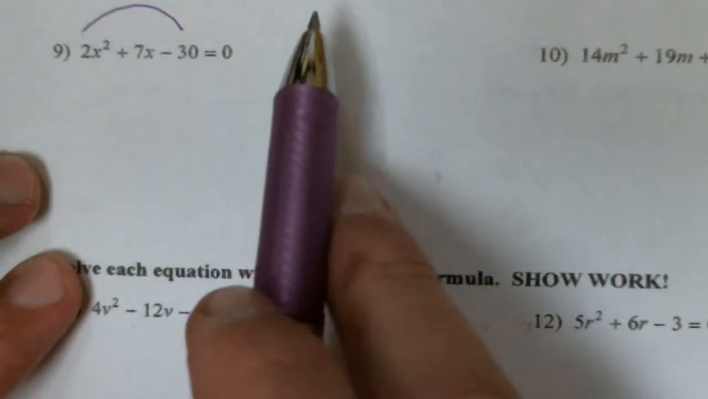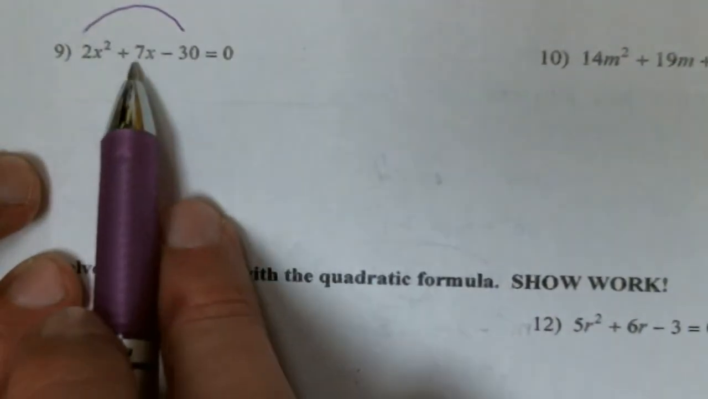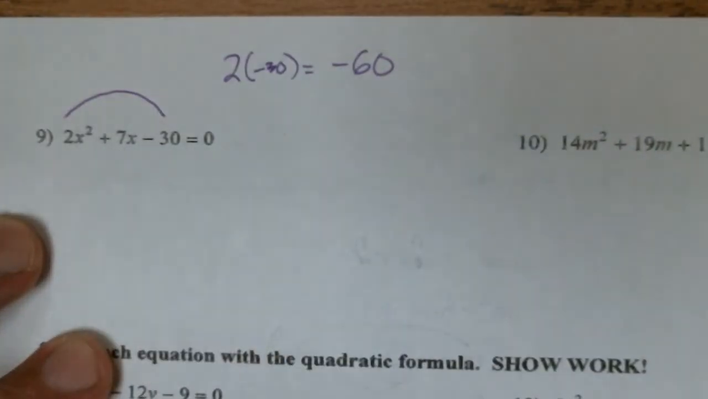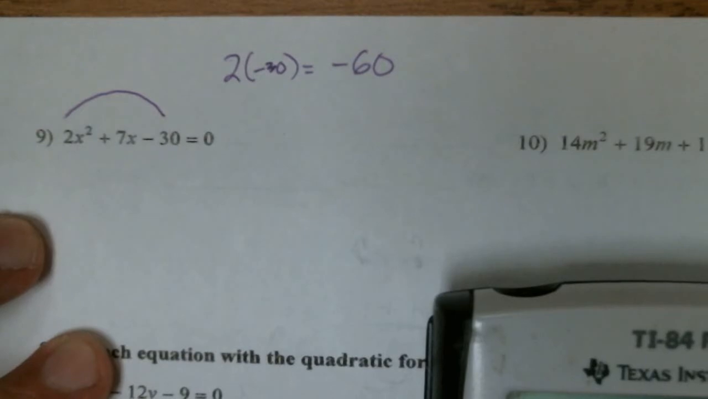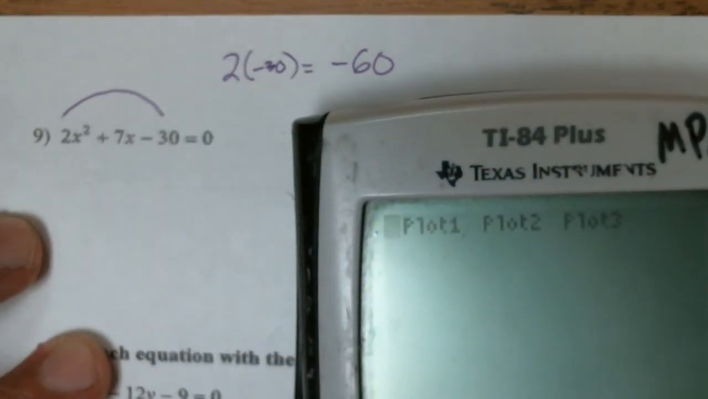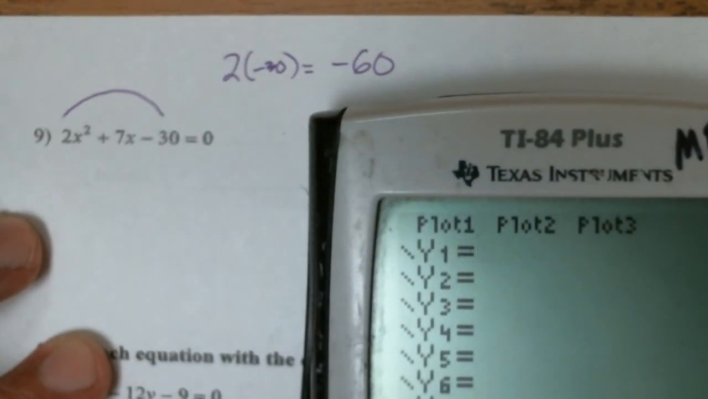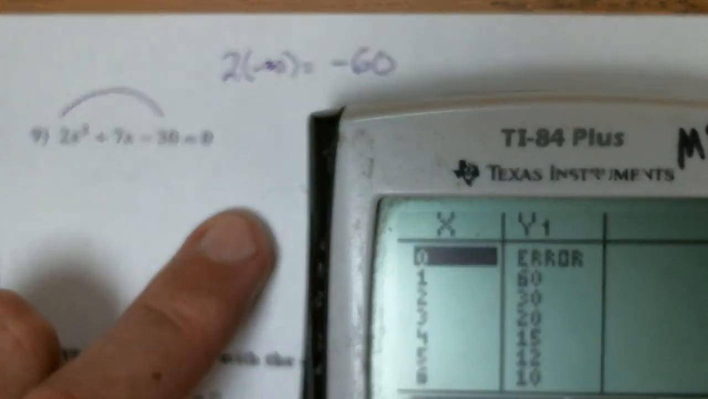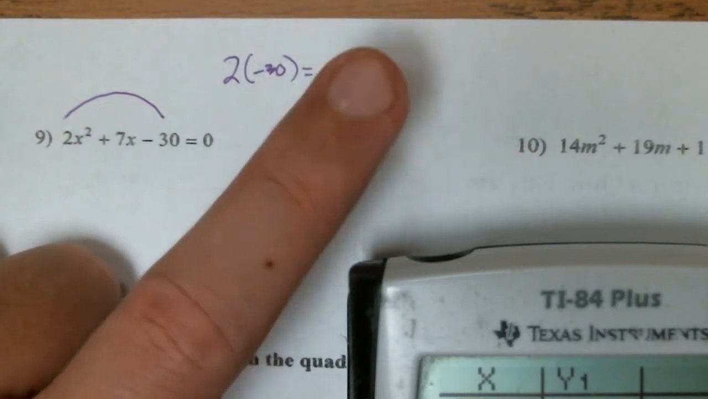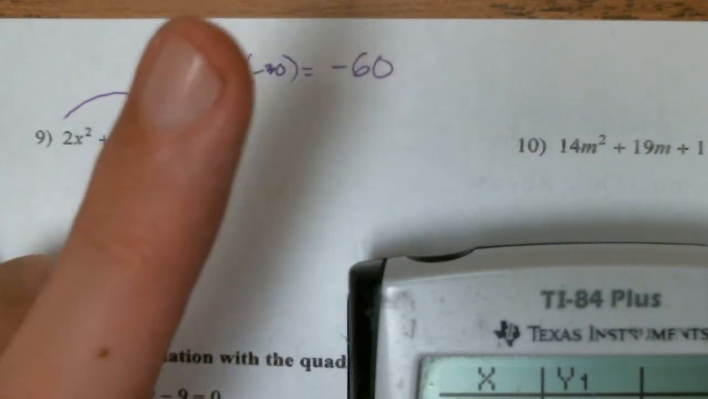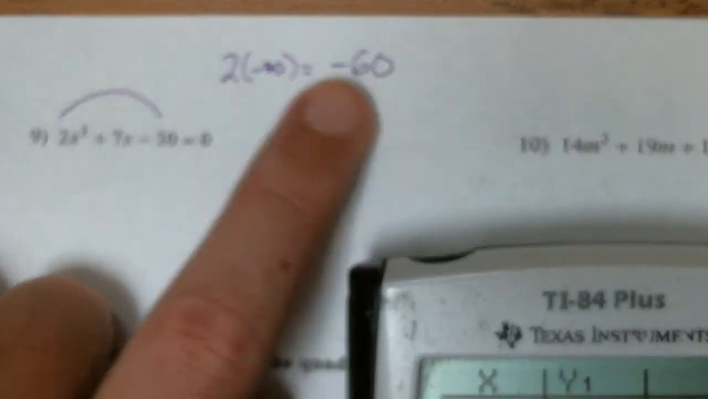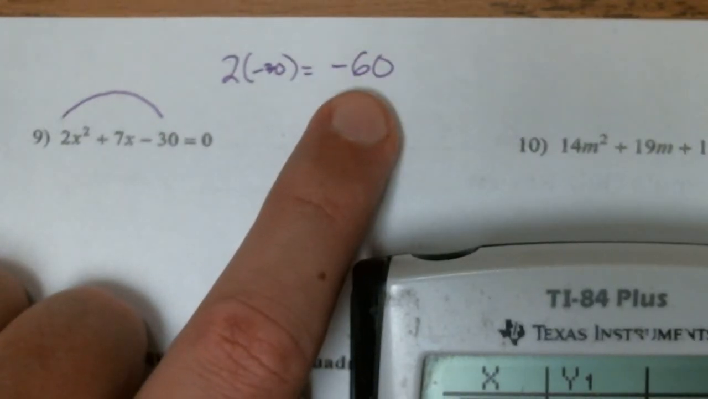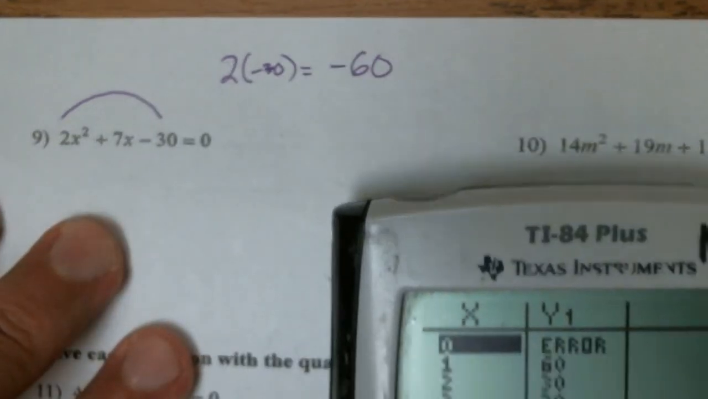So I've got to figure out what are the factors of negative 60 that add to 7? Now most of you guys can probably do this in your head, but if not, that's okay. Go to our calculator. Let's type in 60 divided by x, and let's go second table. Since a times c is negative, that means we're basically looking to see the factors of negative 60 that are 7 apart from each other.